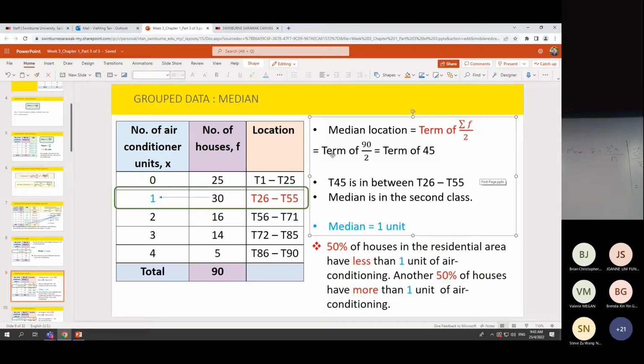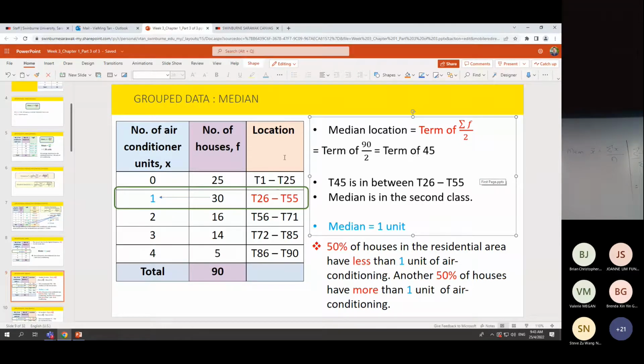Total F is 90, from here. So substitute 90 to here. The 2 is because of median; median is 1/2, so this is the constant number. You'll get term of 45. Term of 45 is the location of median.